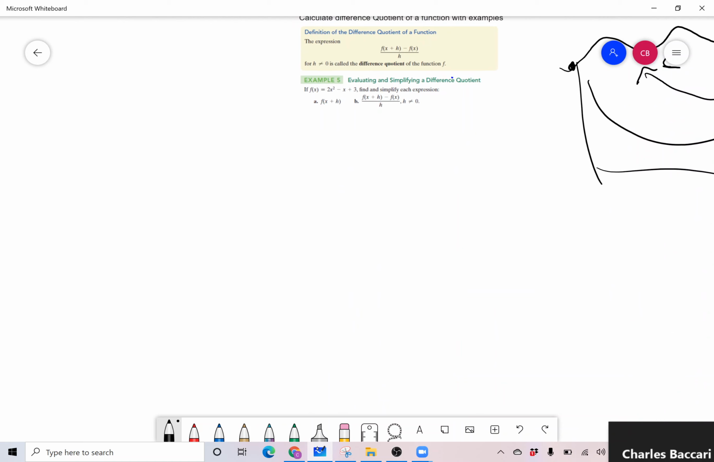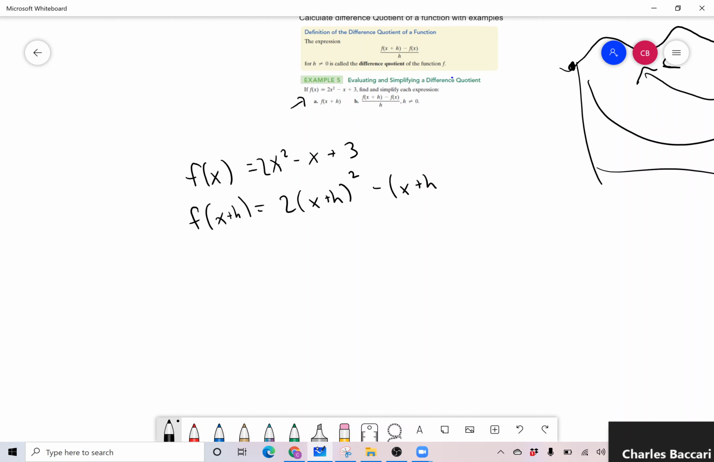And then let's look at difference quotient. This is a special formula. It's mainly used in calculus. But what it says is if I give you f of x and I use f of x plus h, and we use that formula, we can find what's called the difference quotient. So let's do that real quick. So if I give you f of x is 2x squared minus x plus 3, then f of x plus h is equal to 2 times (x plus h) squared minus (x plus h) plus 3.